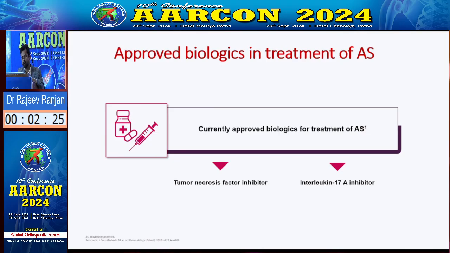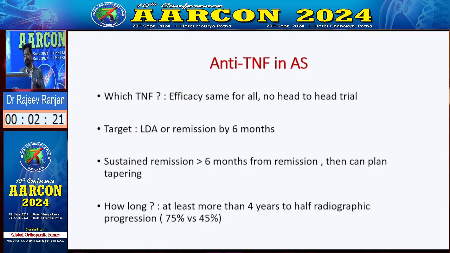The two important molecules are anti-TNF and IL-17 inhibitors. Regarding anti-TNFs, which are better? All anti-TNFs have the same efficacy. No one is superior, and there is no head-to-head trial. The target is that we have to achieve either remission or low disease activity. If the patient has more than 6 months of sustained remission, then you can plan the tapering of biologicals.